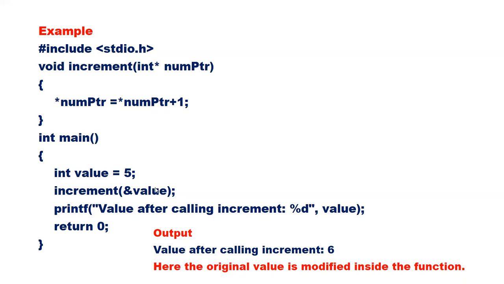Num ptr contains the address of the variable value. So star num ptr means the value inside the variable value. So 5 plus 1, that is 6, will be stored in the variable value itself. After executing the function, it comes back here and printf of value after calling increment. Here the actual value changes. So we will get value after calling increment as 6. Here the original value is modified inside the function.